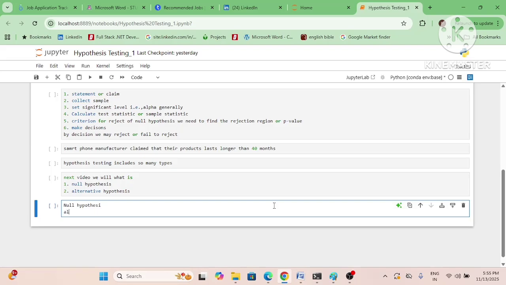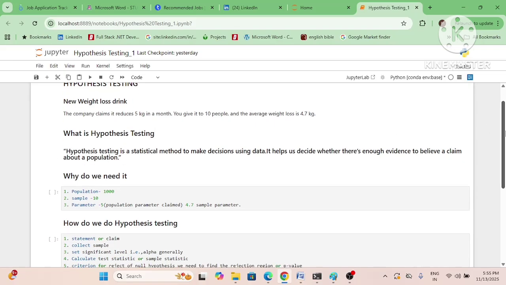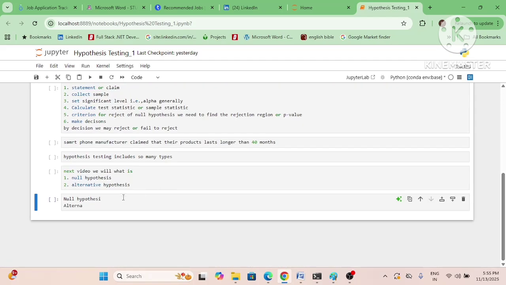Null hypothesis is generally the claim which we are doubting. That means, suppose in the above example, the company claims it reduces 5 kg in a month, so we are not believing that. That is the reason we are going to do the test whether that claim is true or not. So that is null hypothesis. That means the one which we doubted is called null hypothesis.